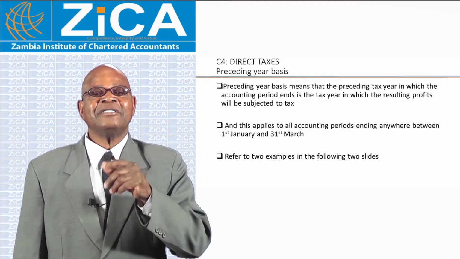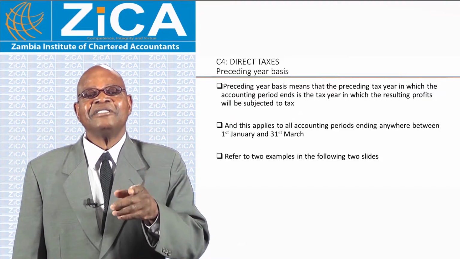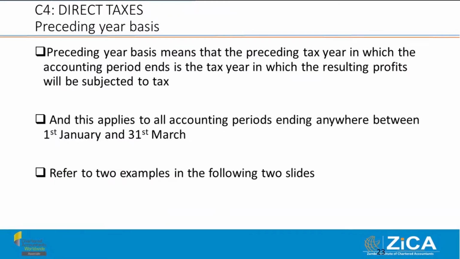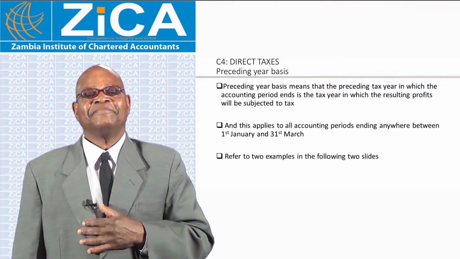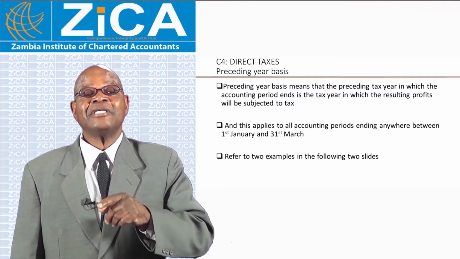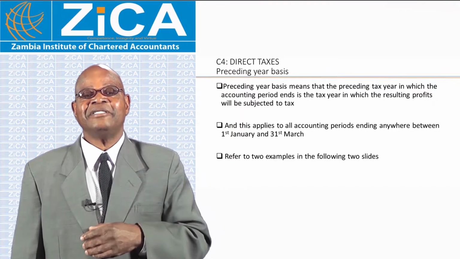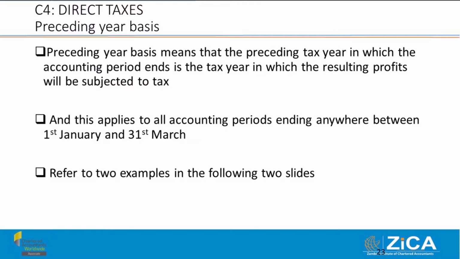Now, when you go to preceding year basis, preceding year basis means that the preceding tax year in which the accounting period ends is the tax year in which resulting profits will be subjected to tax. Let me just explain a little bit here. What it means is that if you have profits which fall in 2020 using the preceding year basis, it means there will be tax in 2019, which is the preceding year. And this applies to all accounting periods ending anywhere between 1st January and 31st March. And the following example 1 is on record.